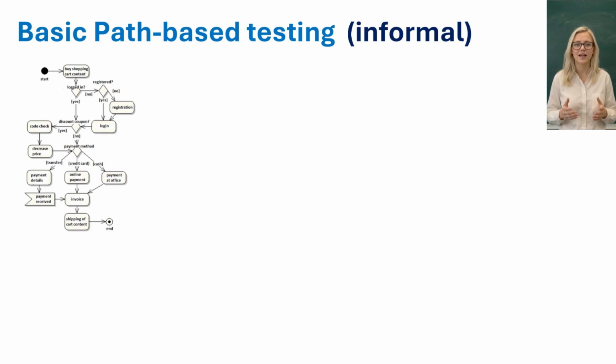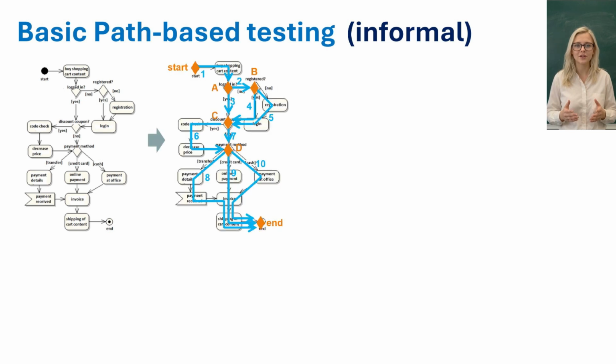Let's assume that we are testing a process or a workflow in a system, and the process is documented by a UML activity diagram, which is a standard option for such a case. For simplicity, let's look at the simple eShop example on the slide. First, we convert the UML to a directed graph.